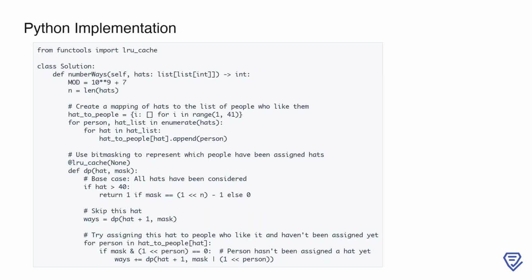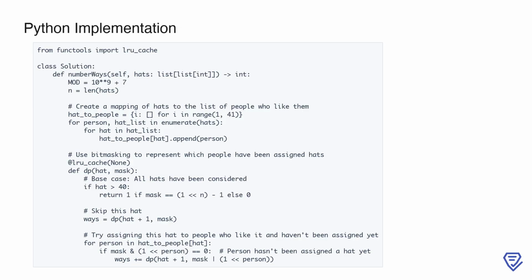In this implementation, we start by importing the lru_cache decorator from Python's functools module. This will allow us to optimize our recursive function by caching results for previously computed states. We define a class Solution with a method numberWays, which takes a list of lists as input, where each sublist represents the hats liked by a specific person. To handle large outputs, we define a constant mod set to 10 to the power of 9 plus 7, as we'll need to return the result modulo this value.